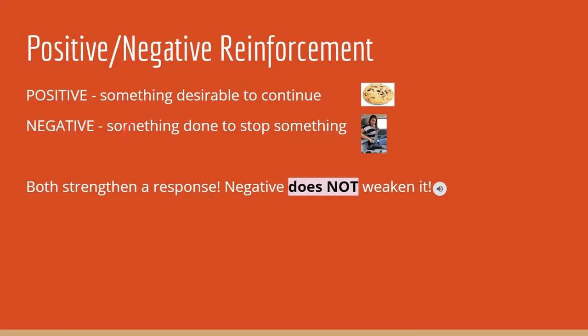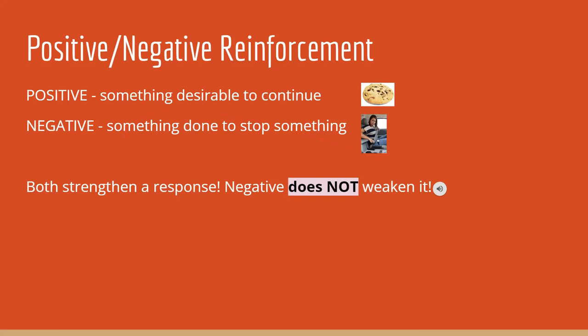A good example could be if you don't buckle, usually a car beeps. Beep, beep, beep, very annoying. You are negatively reinforced to do a behavior, which is buckling, to stop that noise. So it's done to stop it.